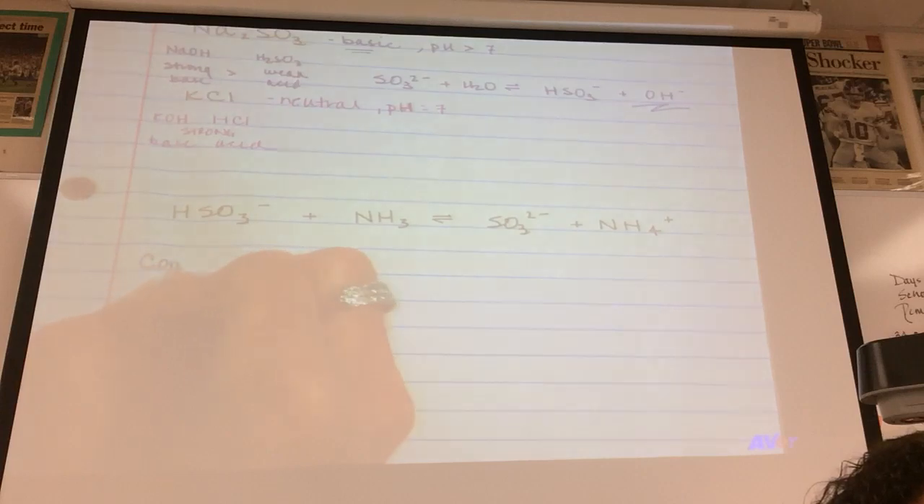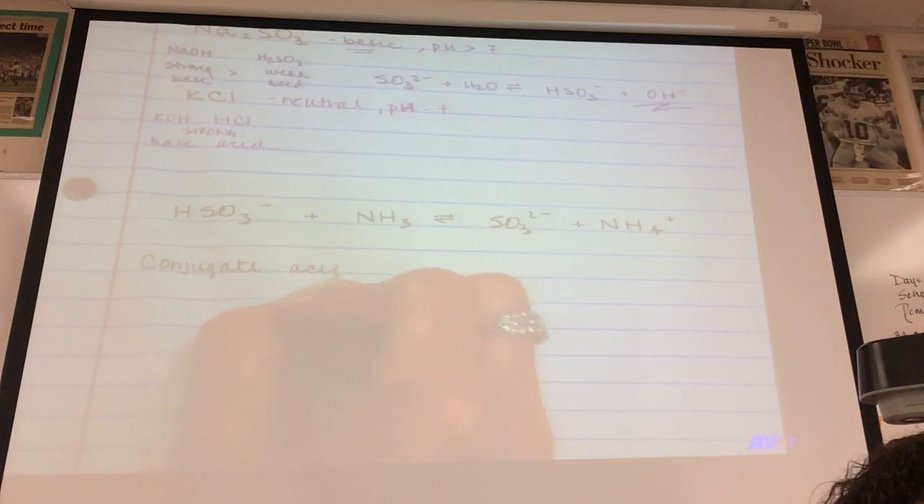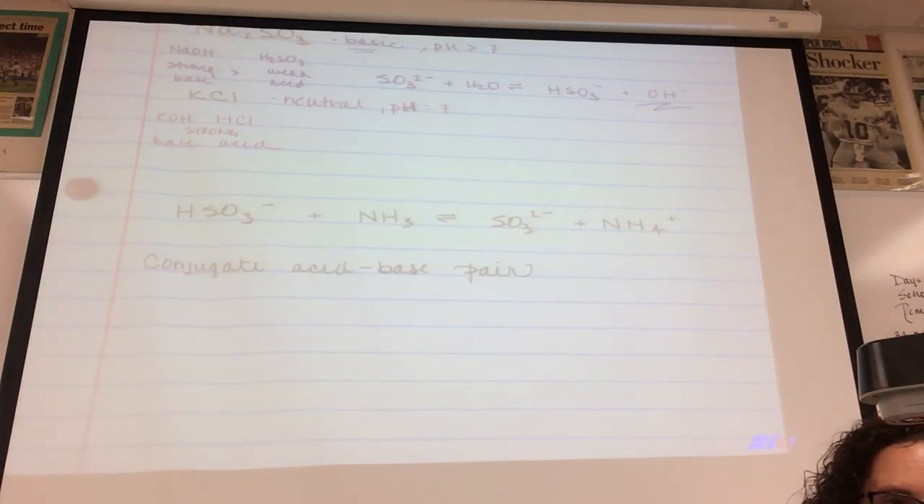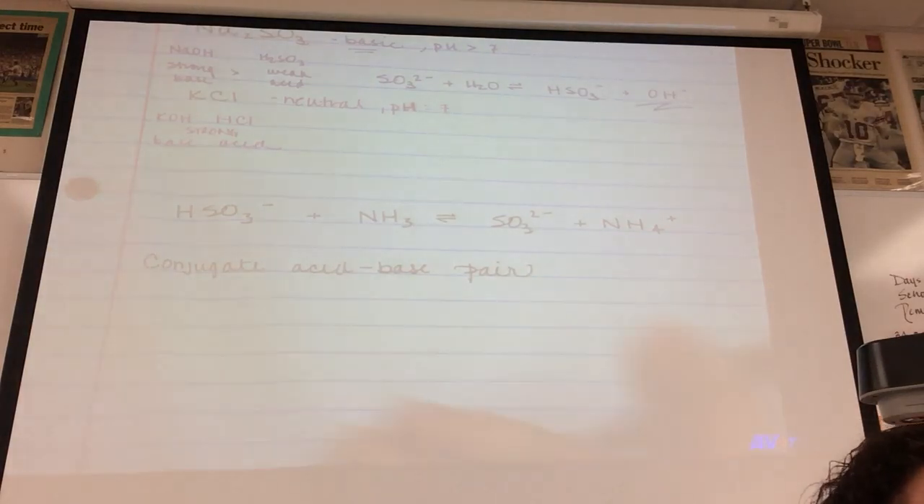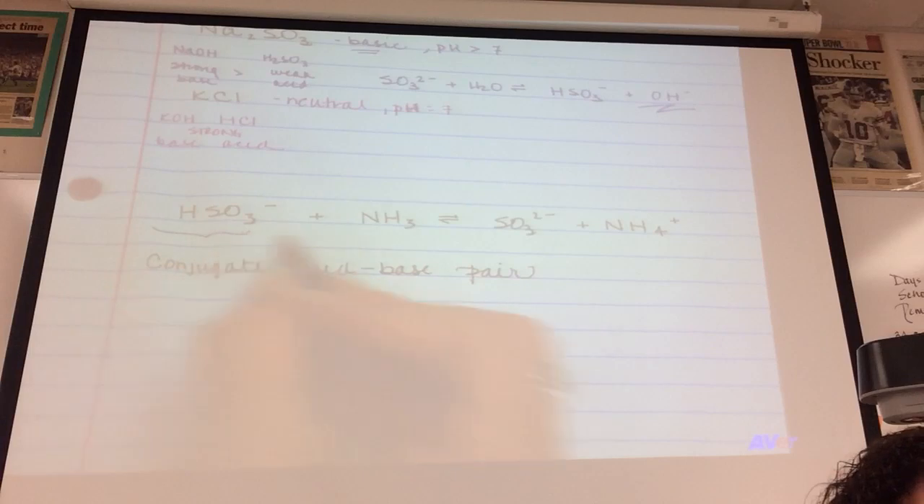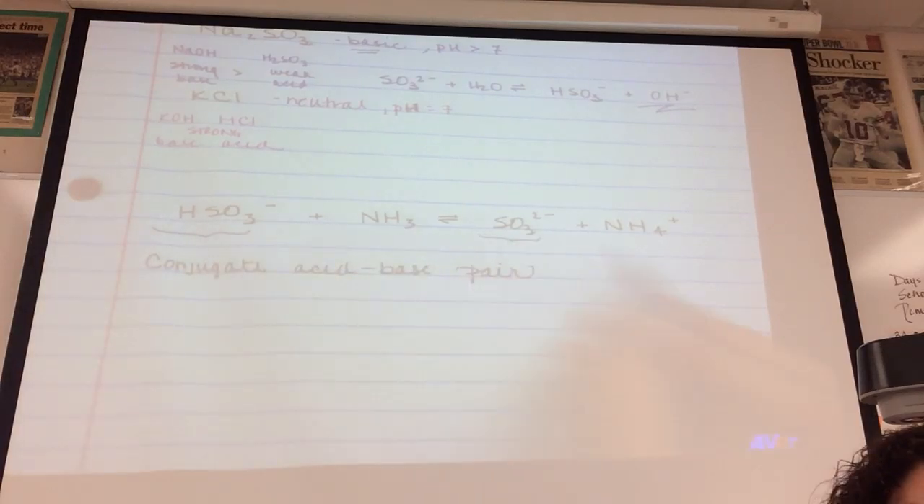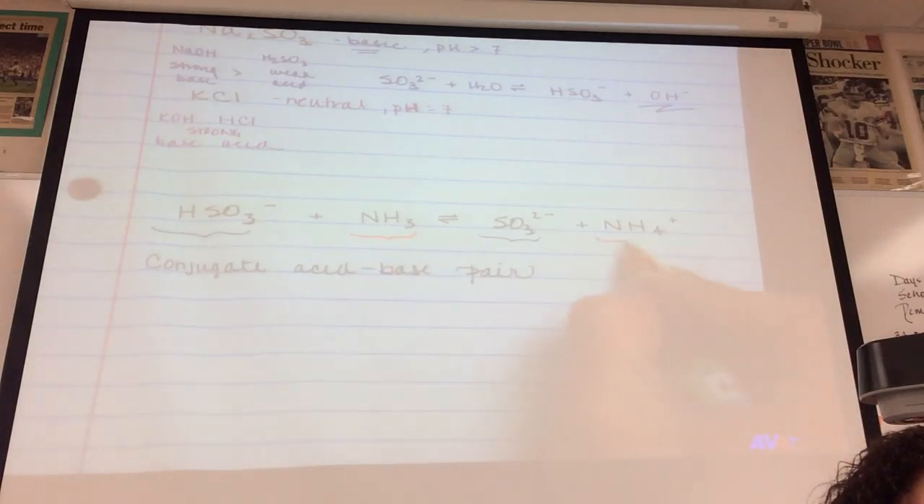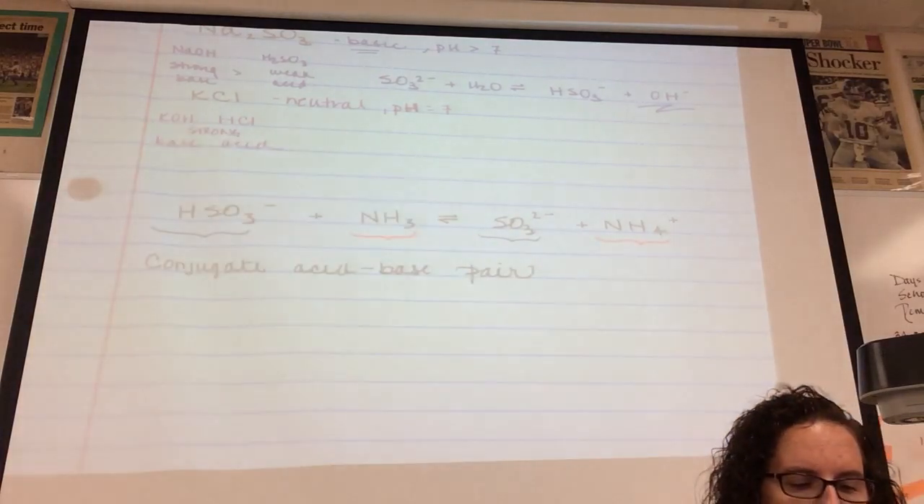Identify one conjugate acid base pair. You could pick this end, this, or you could pick this end, this. Doesn't matter what the acid or base is, it's just a pair.